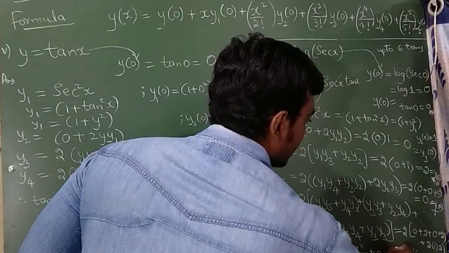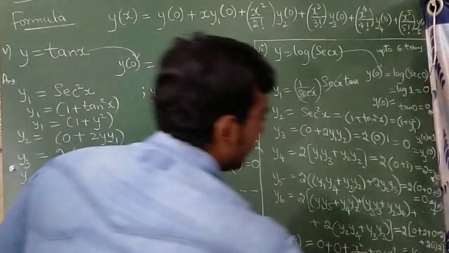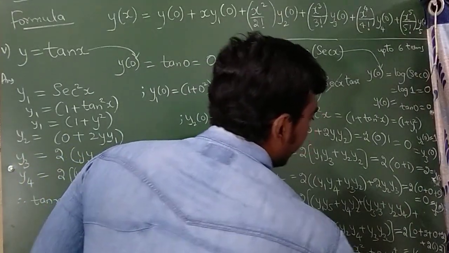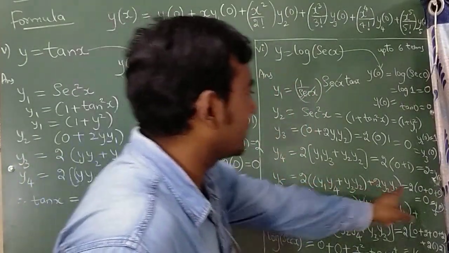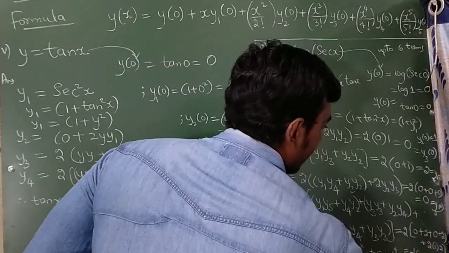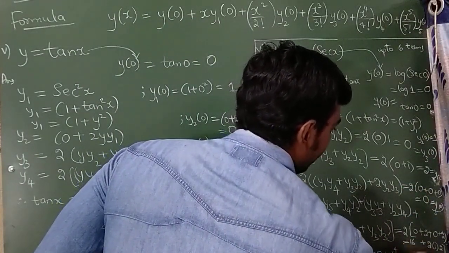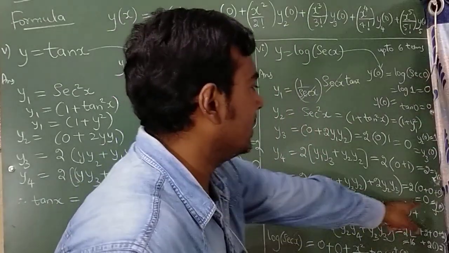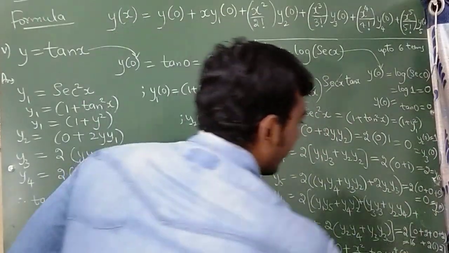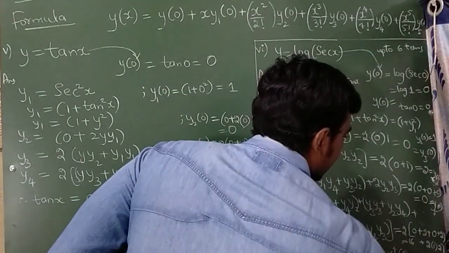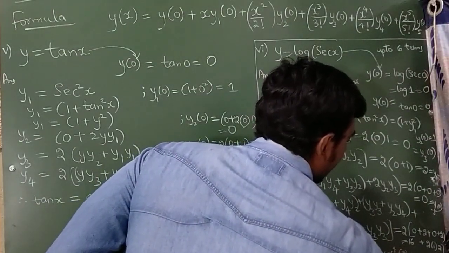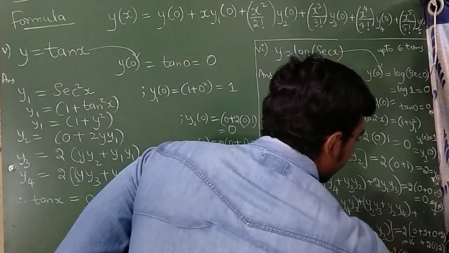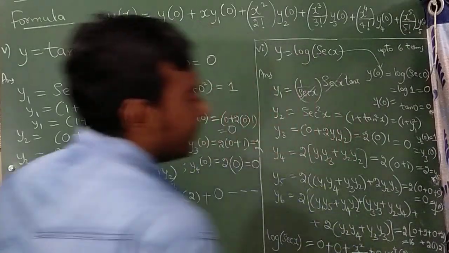Plus x raised to 4 divided by 4 factorial. What is y4 of 0? It is 2. Okay. So I'll write here 2. Plus y5 of 0 is 0. Next, y6 divided by 6 factorial. And what did you get here? It is 16. So this completes your answer.